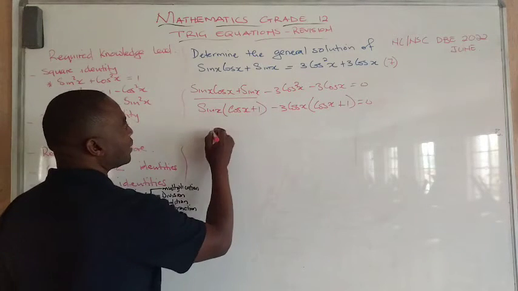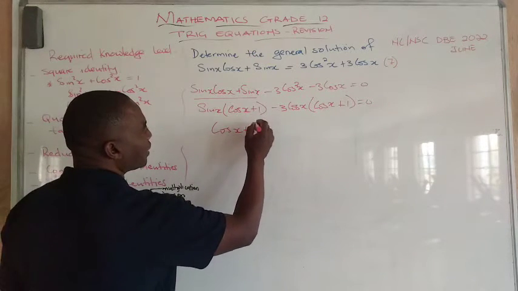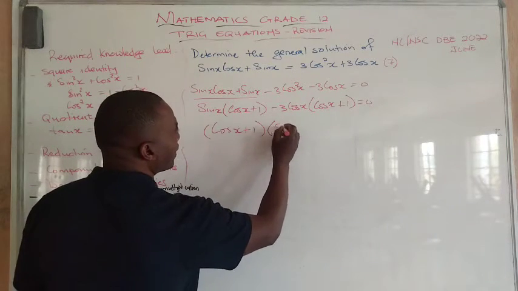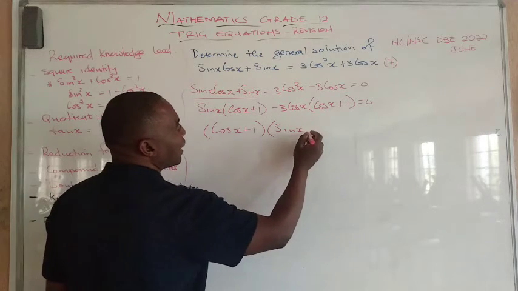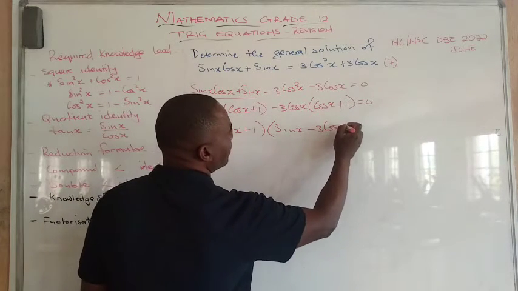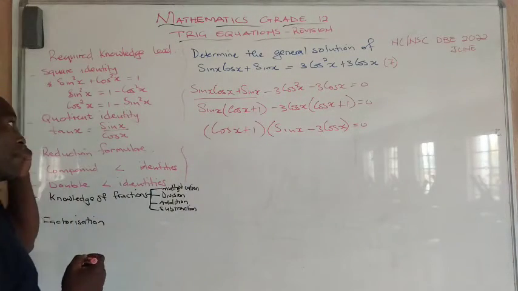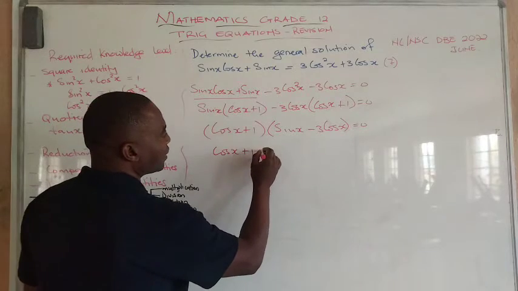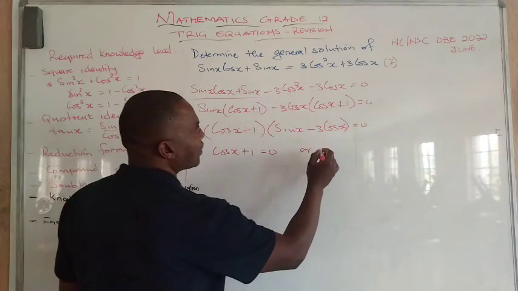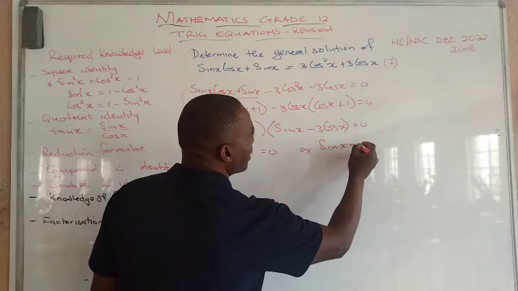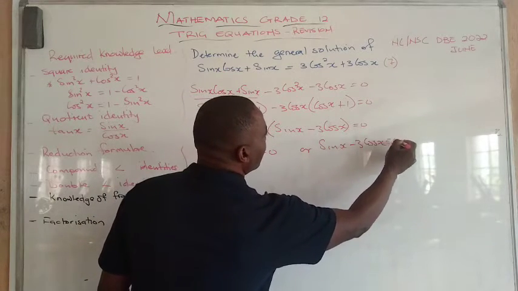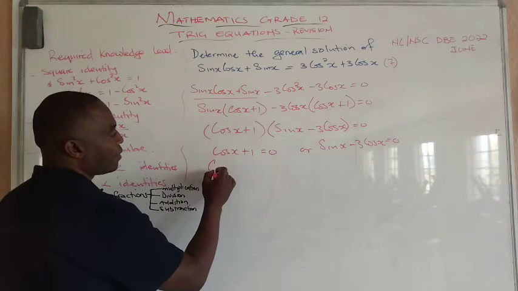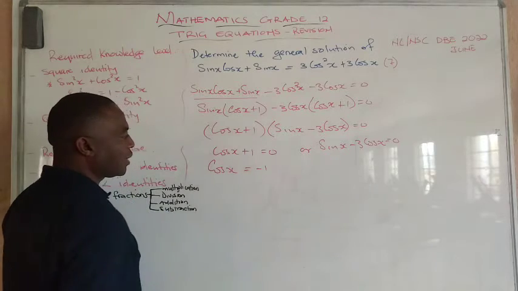Factoring out this bracket, cos x plus 1, we will remain with sin x minus 3 cos x is equal to 0. And then we apply the zero rule, that is cos x plus 1 is equal to 0, or sin x minus 3 cos x is equal to 0. Continuing with this one, we have cos x is equal to negative 1.